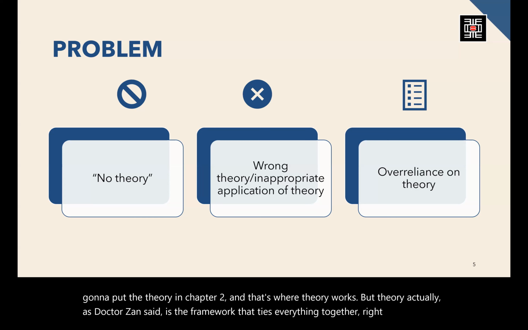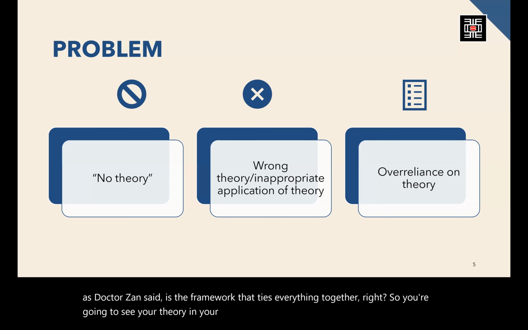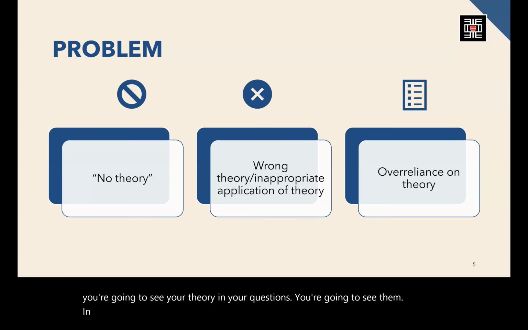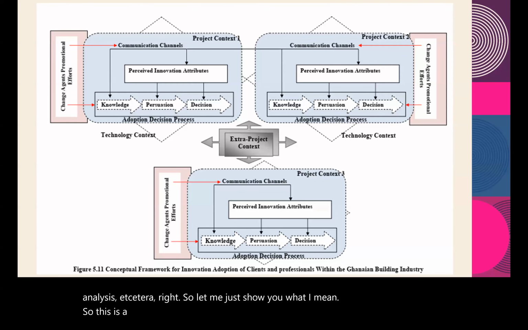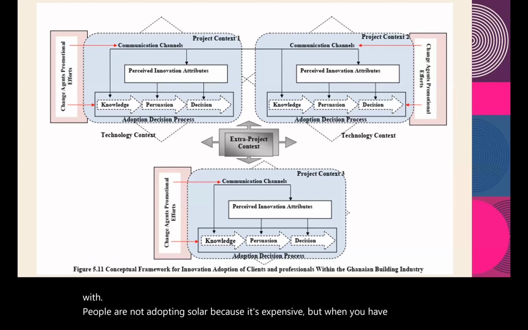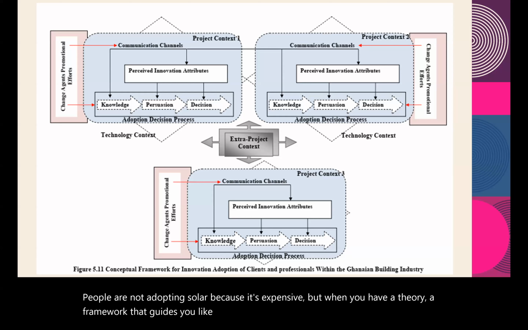So you're going to see your theory in your questions. You're going to see it in your, what do you call it? She talked about the scope. She talked about the analysis, etc. Right? So let me just show you what I mean. So this is a framework that I used, right? And at the beginning, I told you, I came at it with the idea that people are not adopting solar because it's expensive. But when you have a theory, a framework that guides you like this, it tells you that adoption is not just about cost. Adoption is about how people get to know about it, the attitudes, and Dr.